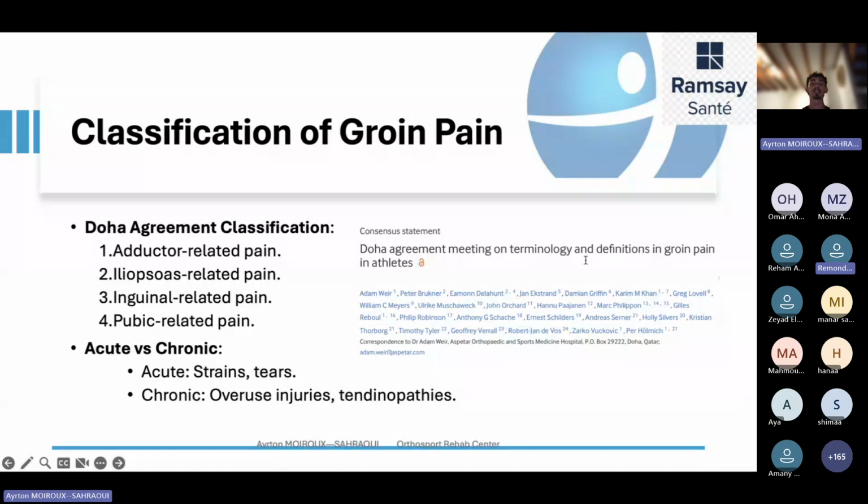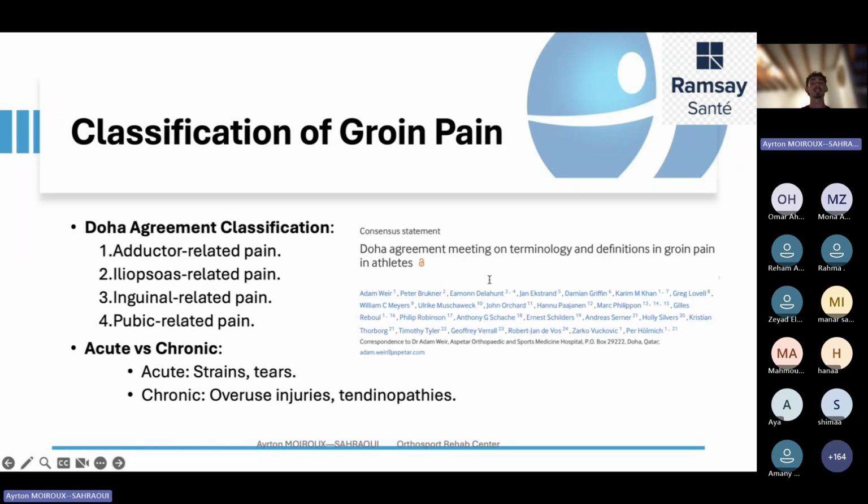And lastly, there's the pubic-related pain. This type is associated with dysfunction of the pubic symphysis and is often seen in athletes with a history of chronic overuse. The pain tends to be more diffuse, presenting as an ache across the lower abdomen and groin.